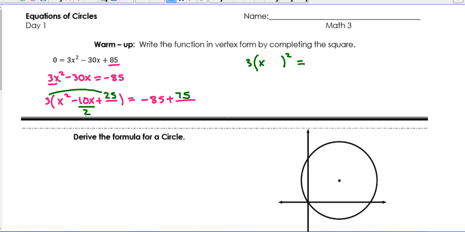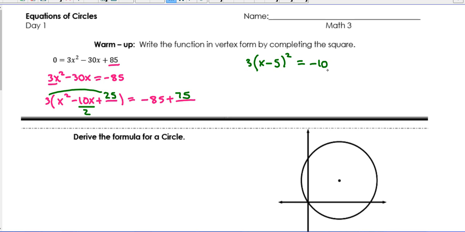I always write in this dividing by 2 because that's what goes in my parentheses over here. So I have my 3 on the outside that I factored out. I can say x minus 5 squared. Again, half of negative 10, because I can check my work: negative 5 times negative 5 gives me my c value of 25, and negative 5 plus negative 5 gives me my b value of negative 10. And that equals negative 10.